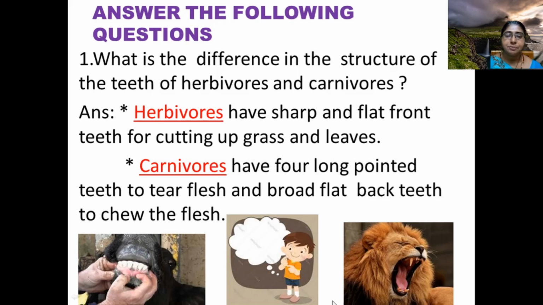And in this picture you can see the lion. So see the teeth of lions. They have four long pointed canine teeth, and also you can see the broad flat back teeth. It helps them to tear the flesh and chew the flesh also. These are the differences between the teeth of carnivores and herbivores.